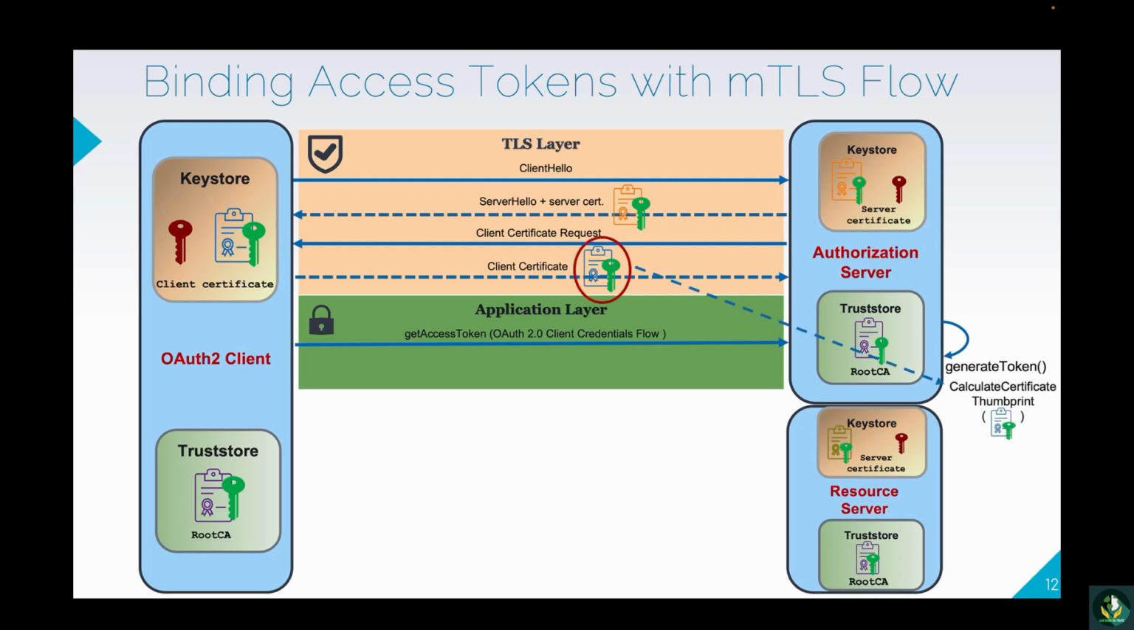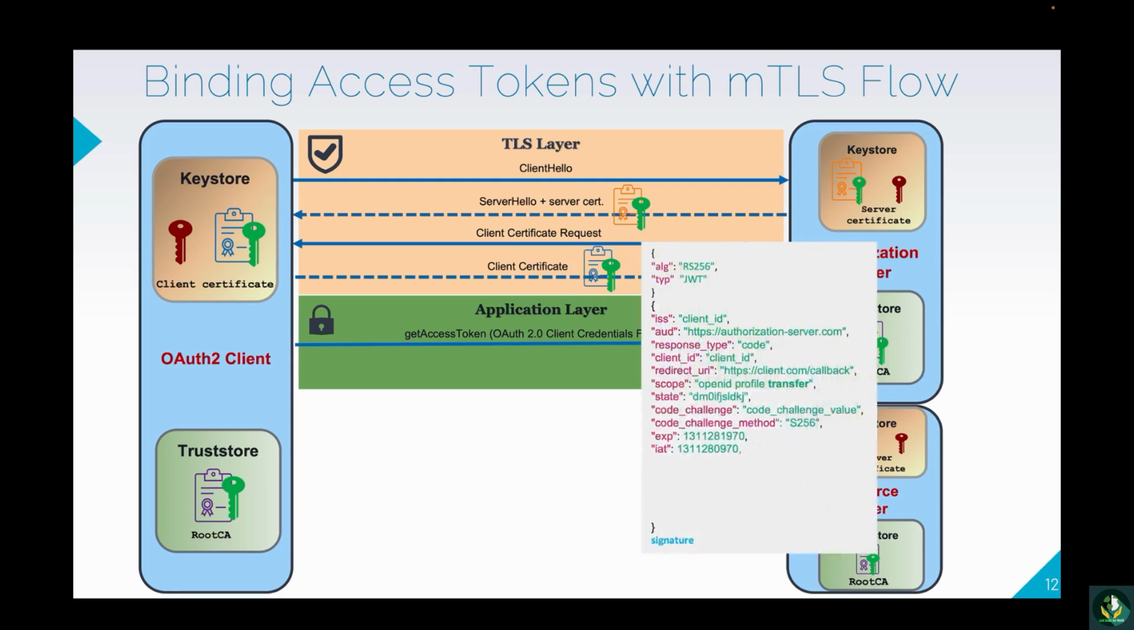To achieve this, the authorization server calculates a thumbprint, a hash of the client certificate, and includes it in the access token within the CNF confirmation claim. Here's an example of a JWT access token with an additional CNF claim that contains the client's thumbprint. If we are not using a JWT access token, but instead an opaque token, this mechanism still works. In such cases, the CNF information is stored on the authorization server.